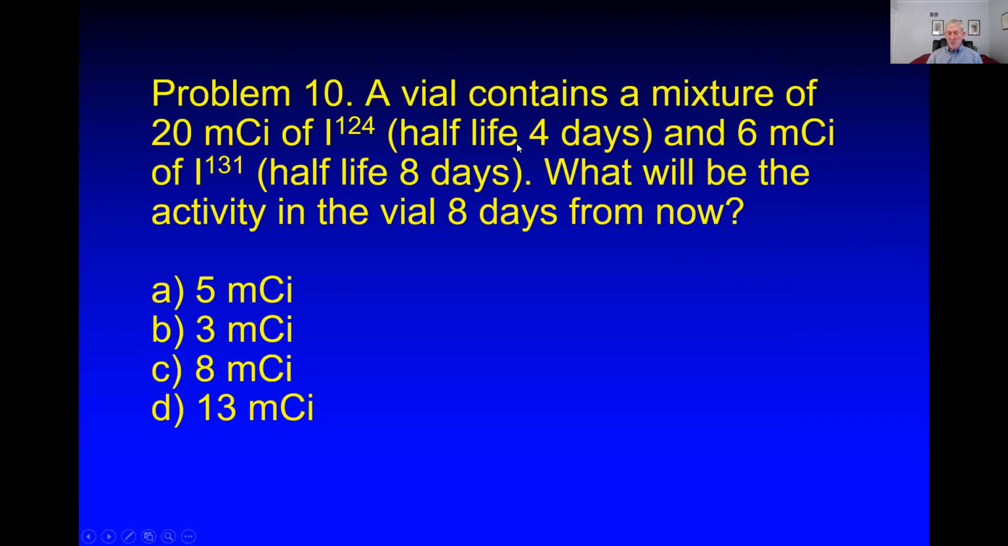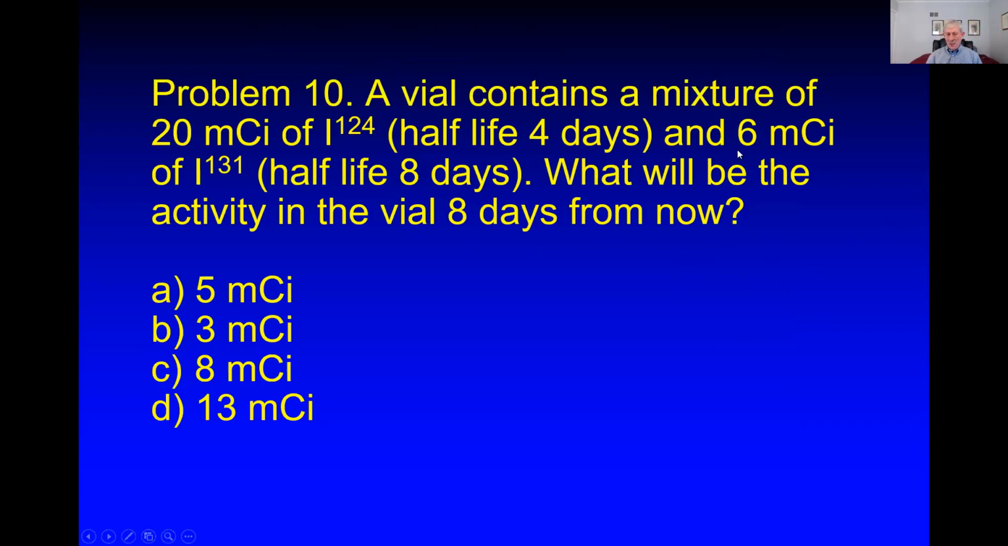You have 20 millicuries. The half-life is 4 days. The decay time is 8 days. How many half-lives have elapsed for I-124? 2. Therefore, 1/4 is going to remain. 1/4 of 20 is 5. Let's remember the 5 for a moment.